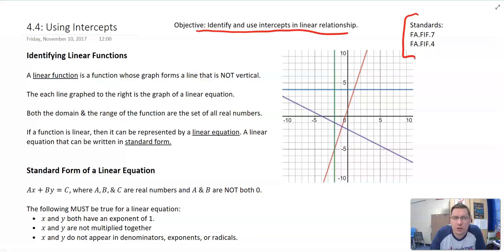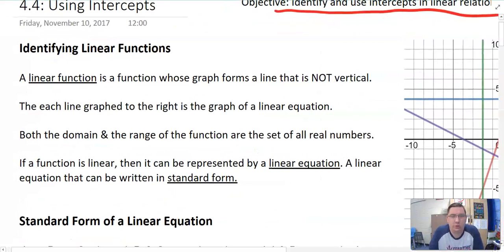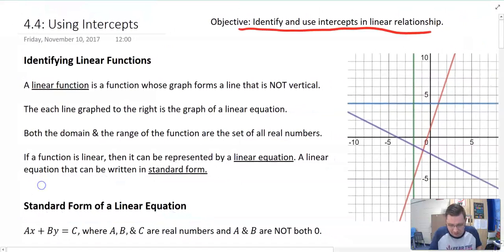Now let's first talk about what a linear function is. Remember that a linear function is a function whose graph forms a line that is not vertical. When we look at our graph to the right, the blue line, the red line, and the purple line would all be linear functions because they are not vertical lines. However, the green line, while it would be a linear equation, is not a linear function, as we talked about with those vertical lines in section 4.3.